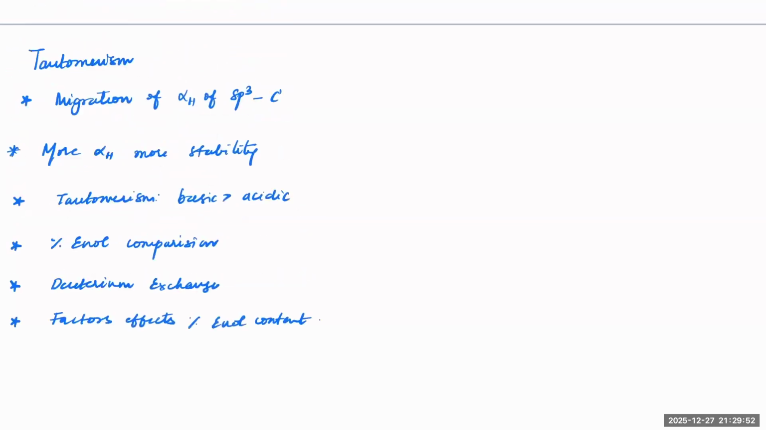Next, we have percentage enol comparisons. So in various cases, we are trying to compare what is a percentage enol. Next one is deuterium exchange. Deuterium exchange. And the last one being factors affecting enol content. Factors affecting percentage enol content. That's it. This is the crux of tautomerism.